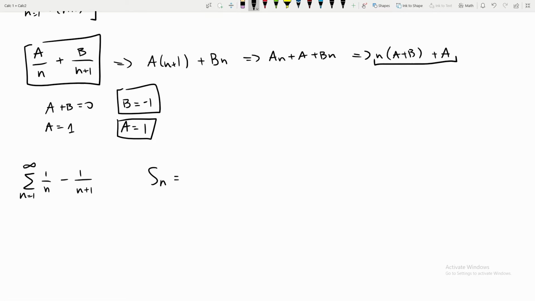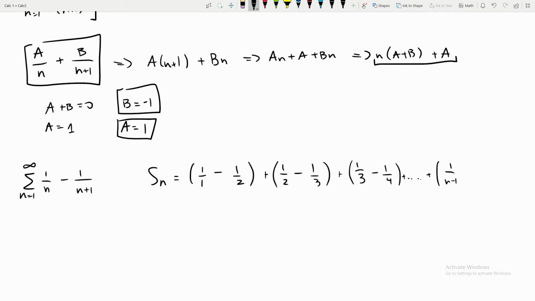Well, what is S of n? Let's take n equal to 1. In this case, it's going to be 1 over 1 minus 1 over 2. Now, through the next iteration, n is equal to 2, so we get 1 over 2 minus 1 over 3. How about another iteration where n is 3? So we get 1 over 3 minus 1 over 4. And we're going to keep on doing that. And then let's say we get down to n minus 1, so we'll have 1 over n minus 1, and then this will be minus 1 over n.